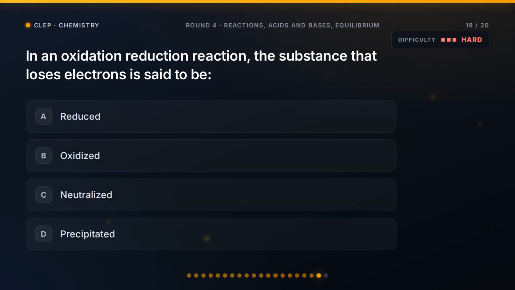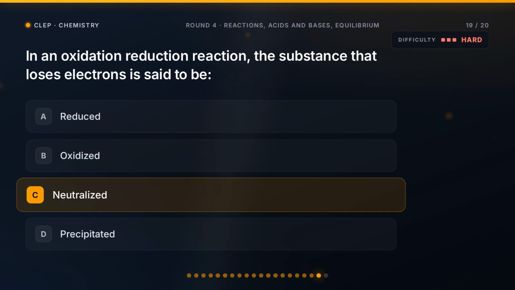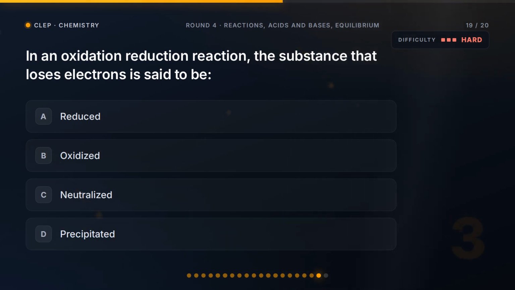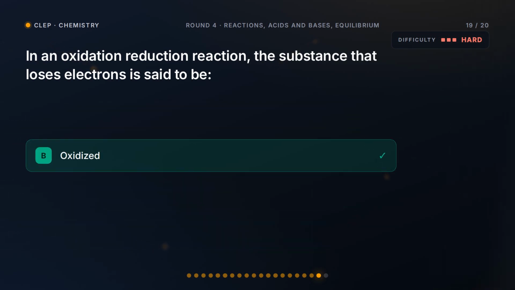In an oxidation-reduction reaction, the substance that loses electrons is said to be A. Reduced. B. Oxidized. C. Neutralized. D. Precipitated. The answer is B. Oxidized.